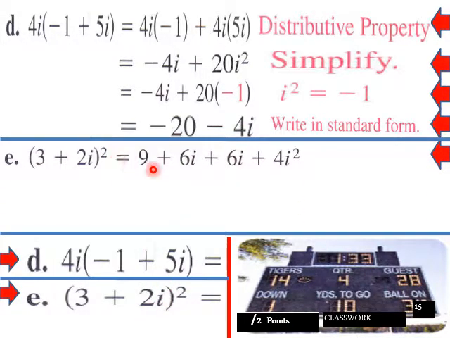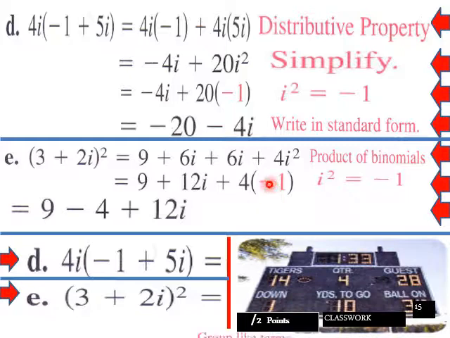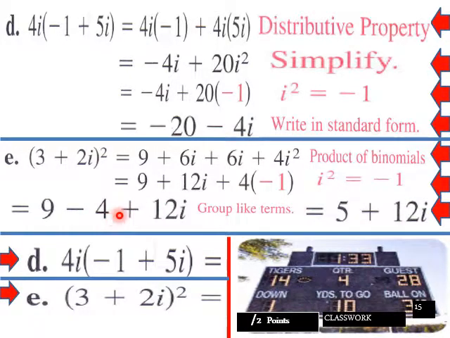(3 + 2i) squared. Then we come up with this: 6 + 6i + 6i + 4i squared. It's the product of two binomials. Then we combine. I squared equals negative 1, so this becomes 9 + 12i + 4 times negative 1. Then we have 9 minus 4 + 12i, because this is negative 4 now. Group like terms, and this simplifies into 5 + 12i.